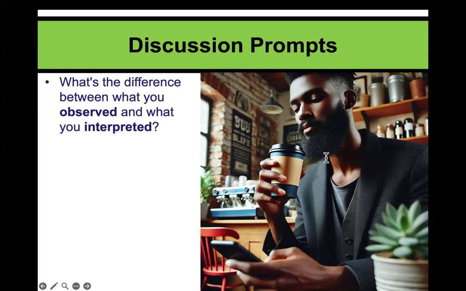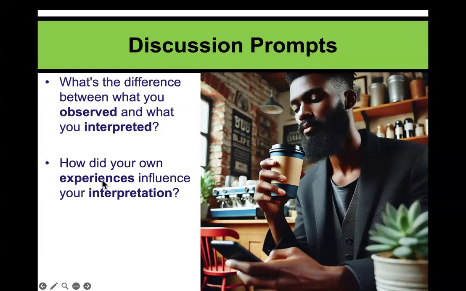Now, just look at this picture. The example we would use will be based on this. In this particular picture, we observe that a person is holding a coffee cup. That will be observation. Then we can also say that the person seems to be enjoying a relaxing morning. That would be interpretation. Now, what I want to find out from you is, was it hard to separate observation from interpretation? Did anyone catch themselves interpreting when they meant just to observe? What helped you to distinguish between the two?